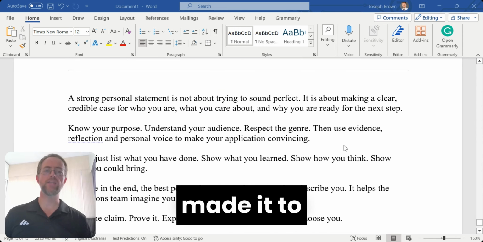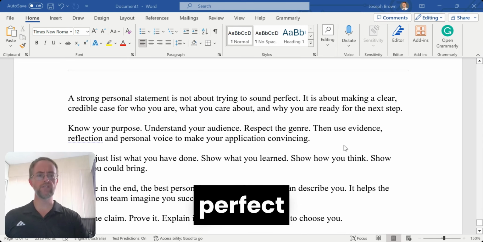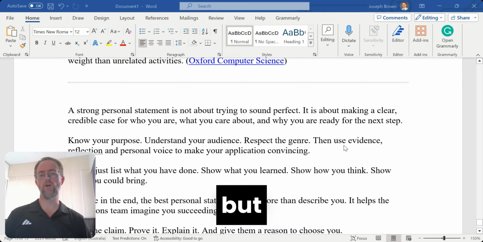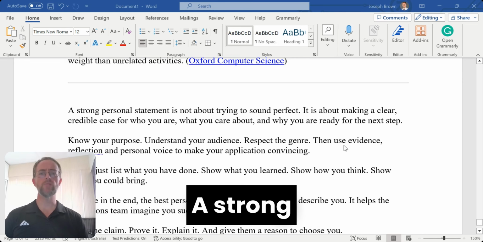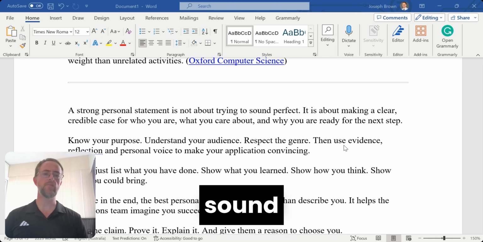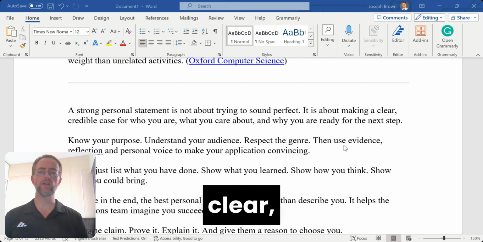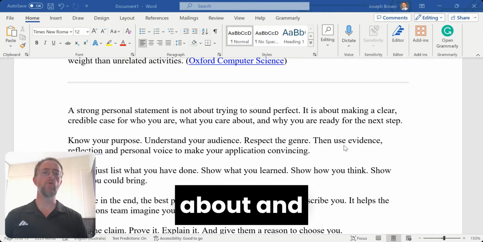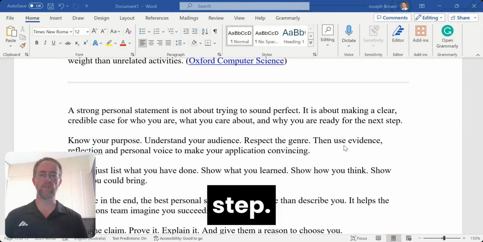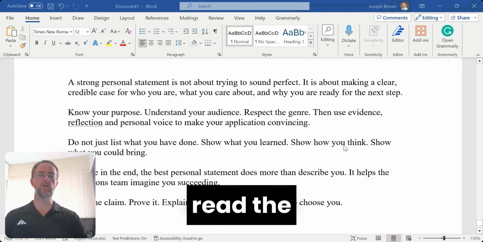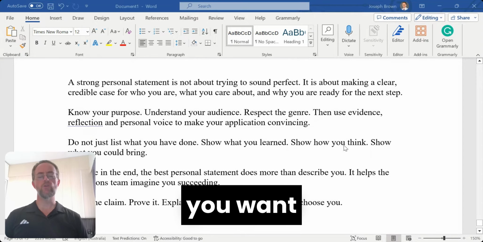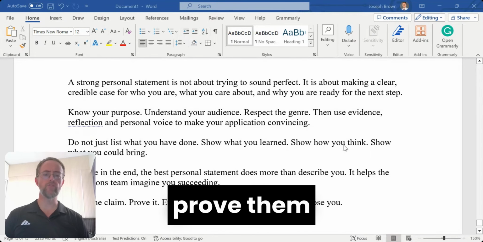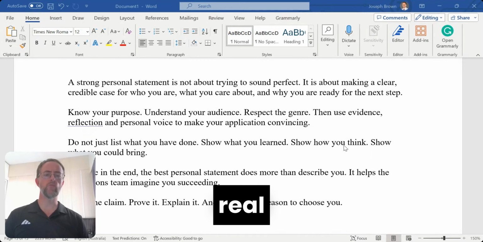So we finally made it to the end. I know this is not a perfect breakdown, but hopefully it's helpful. A strong personal statement's not about trying to sound perfect. It's about making a clear, credible case for who you are, what you care about, and why you're ready for the next step. And I don't think we need to read the whole outro here, but you want to make claims, you got to prove them, and then explain them with real reflection.